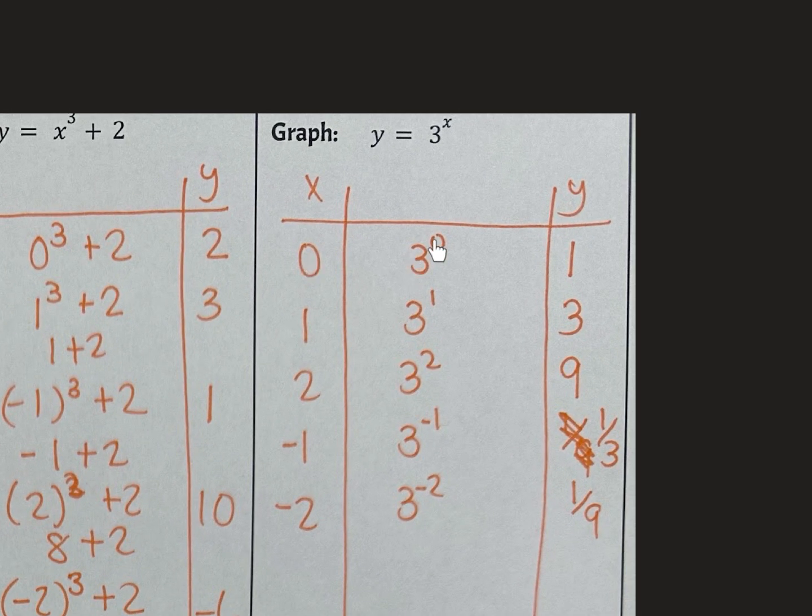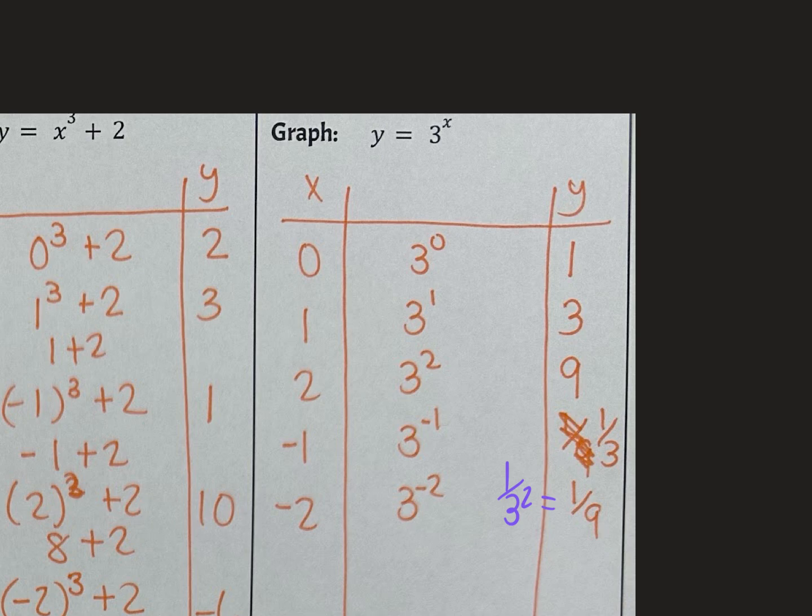All right, let's do our exponential function. 3 to the 0, anything to the 0 is 1. 3 to the first is 3. 3 squared is 9. 3 to the negative first is 1 over 3. 3 to the negative second is 1 over 3 squared. If you want to see it, it would have looked like that, and then become 1/9.